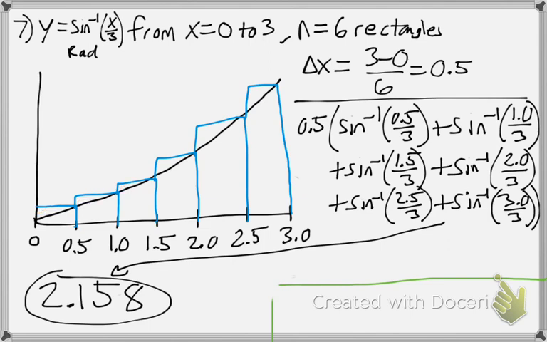So the actual area of this is going to be somewhere between this 2.158 that we got here and the 1.373 that we got from the left Riemann sums. So somewhere in between is definitely a good bet for the actual area of this.